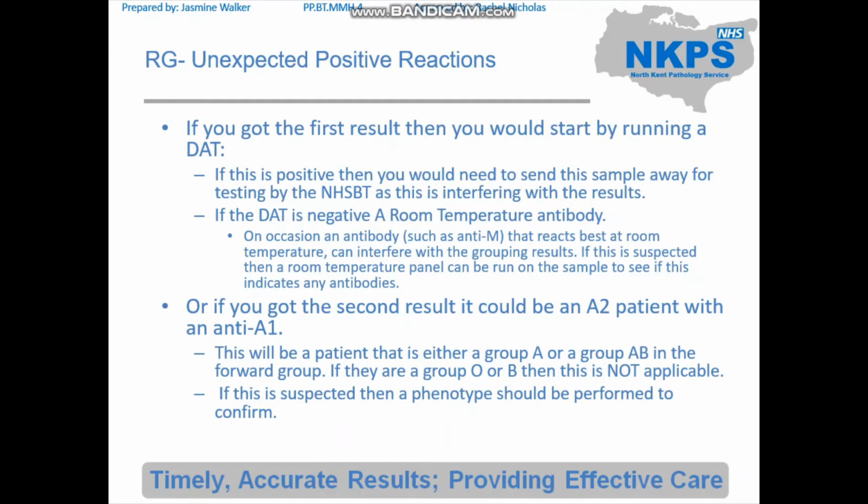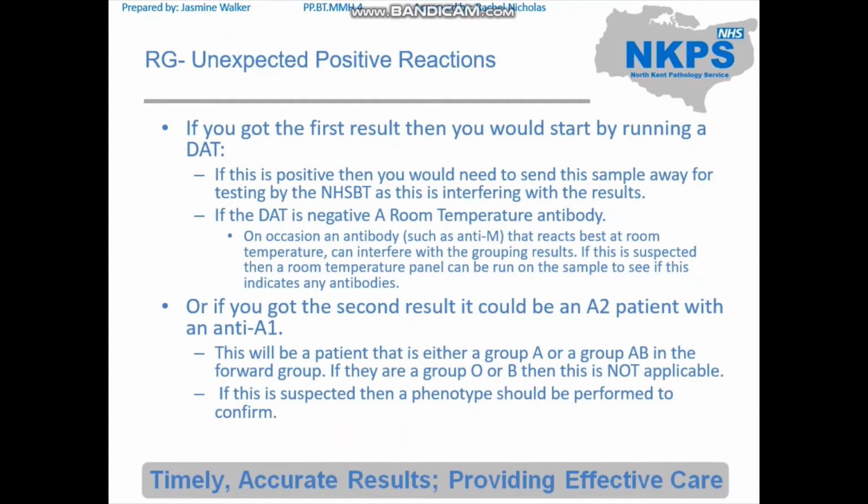Now, if you get the first result, run a DAT. If this is positive, then you need to send the sample away for testing by NHSBT, as obviously it's interfering with the results. There's not really much else you can do in-house. If the DAT is negative, however, then you might want to investigate a room temperature antibody.